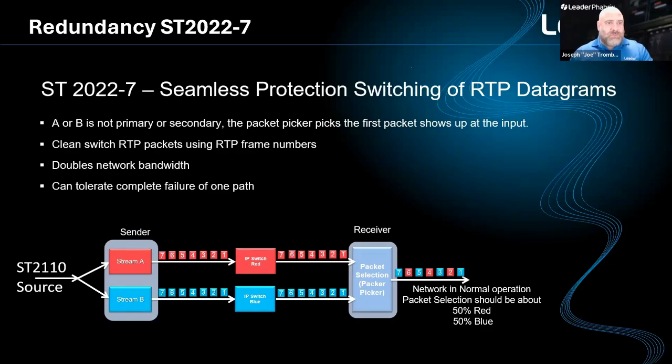So in this diagram, A and B are not primary and backup in the classic sense. The packet picker selects the first valid packet to arrive. That gives clean switching and RTP sequence behavior, tolerates complete failure of one path, and costs roughly double the network bandwidth. Normal operations should show packet selection distributed across both paths, not everything preferring one side forever. So as you can see here, we walk from the left, the sender, through a network failure, errored packets going into the receiver, and the packet picker selects those that are good.